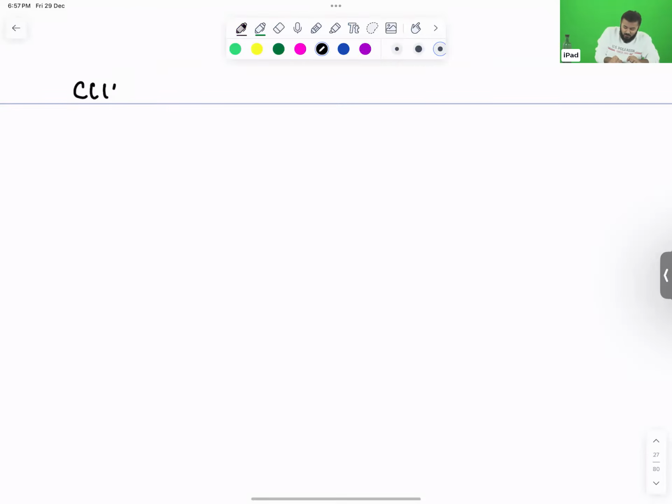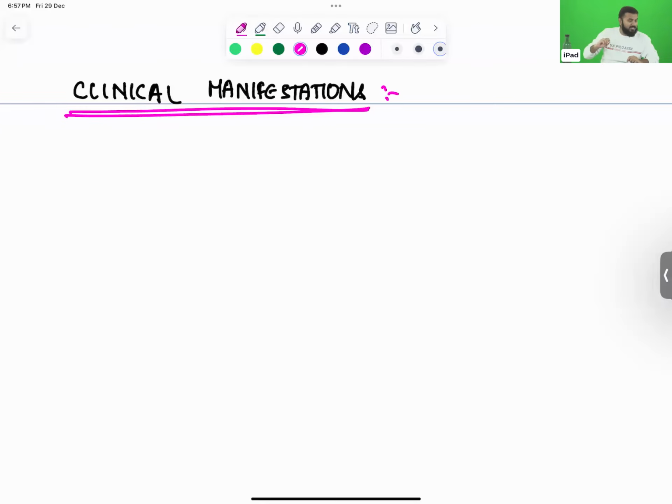Right. So, clinical manifestations. Coming to the clinical manifestations.